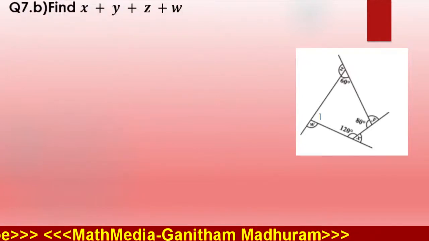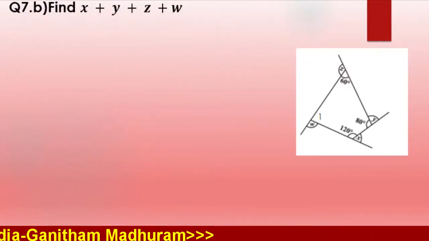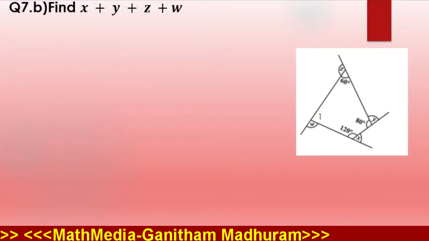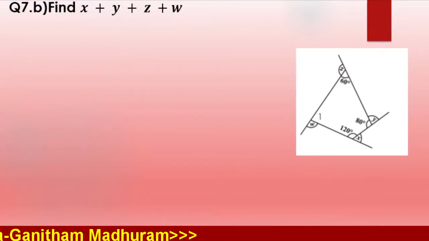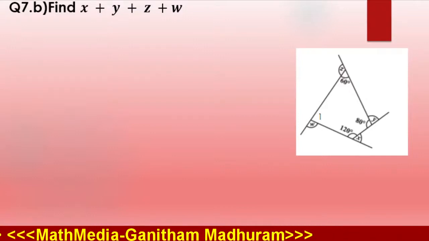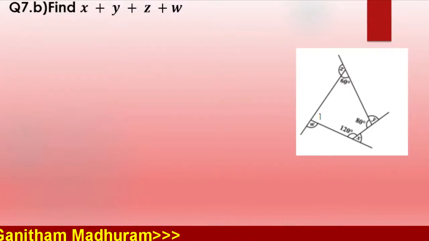Our next question, question 7b. Find x plus y plus z plus w. Observe the figure. The given figure is a quadrilateral, out of which 3 angles are given. So the fourth angle we can name as angle 1. By using the angle sum property of a quadrilateral, we can find angle 1.